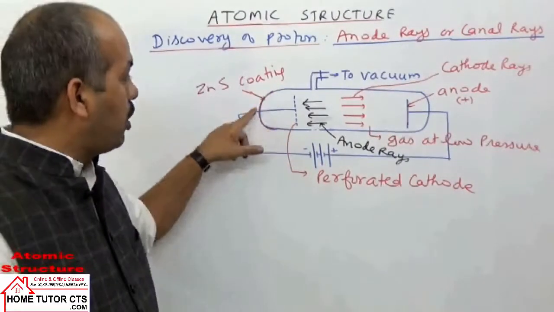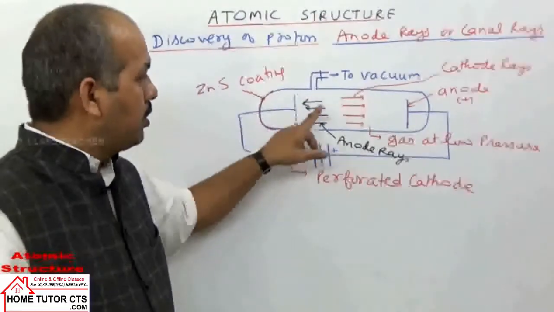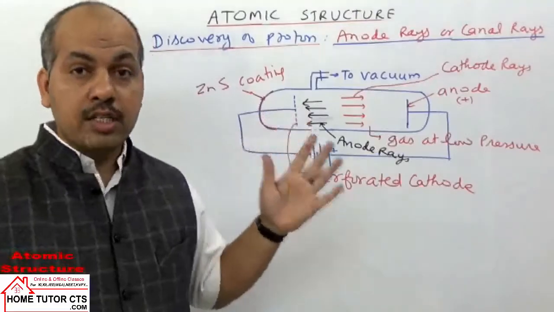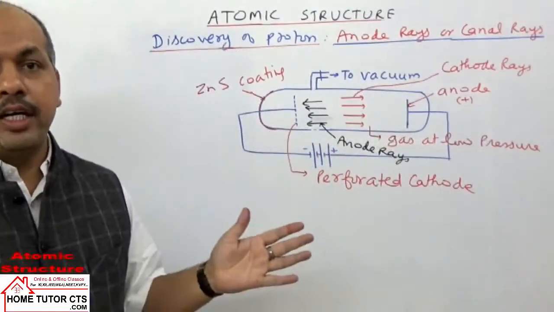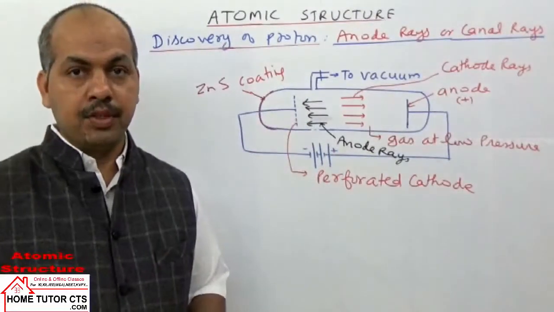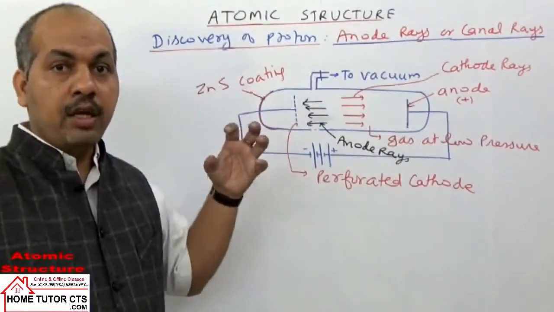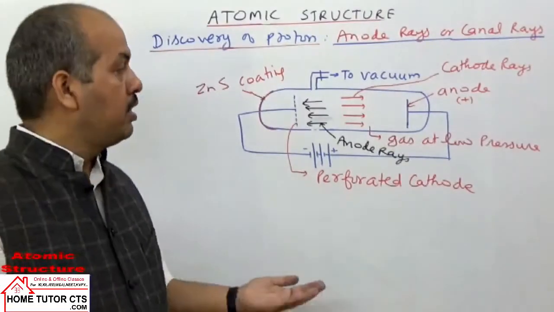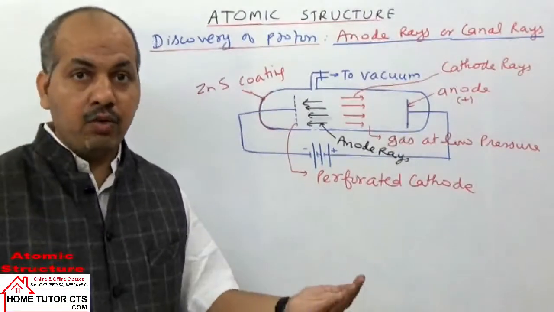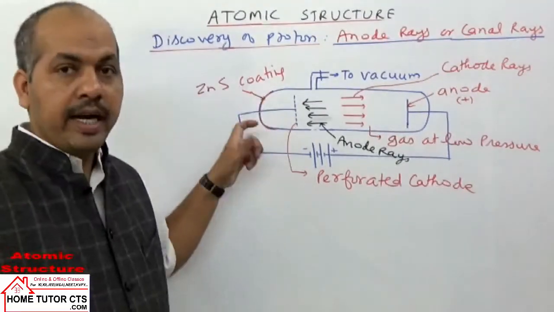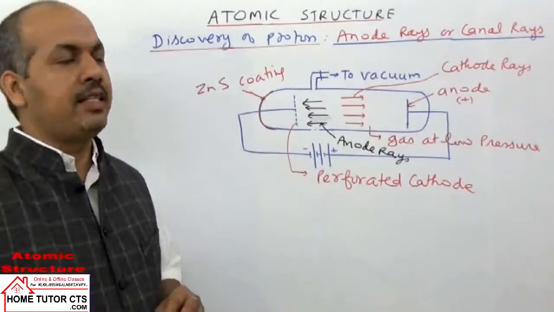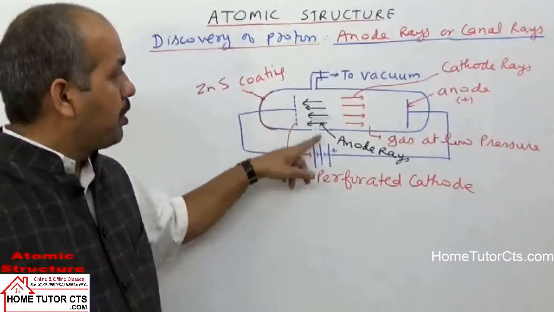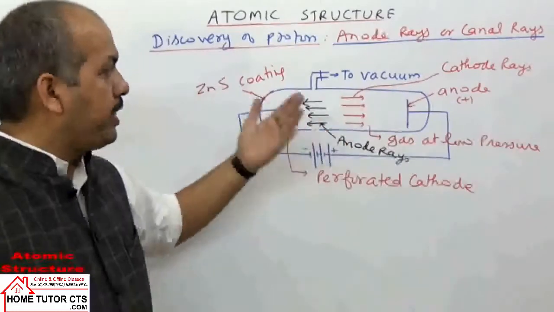The glass wall opposite to the anode was made to have a coating of zinc sulfide. What is zinc sulfide? It is a fluorescent material where if a particle strikes, it produces a flash of light. The production of a flash of light can indicate that rays are coming and striking this wall. So we have taken the perforated cathode.